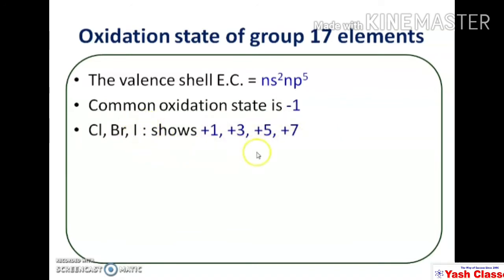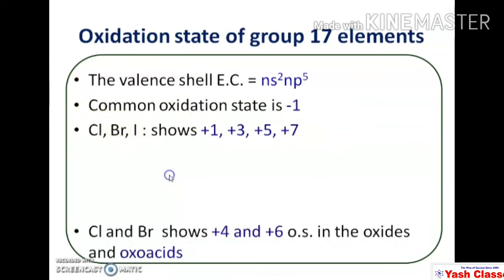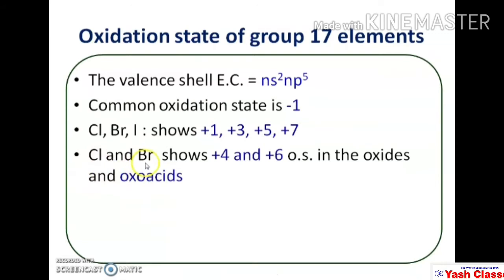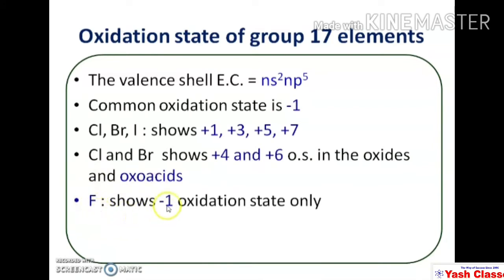Iodine, especially, shows the +7 oxidation state. It can form IF7, iodine heptafluoride. In iodine heptafluoride, the oxidation state of iodine is +7. Chlorine and bromine show +4 and +6 oxidation states in oxides and oxyacids. Fluorine shows the -1 oxidation state only. A positive oxidation state is not possible for fluorine.